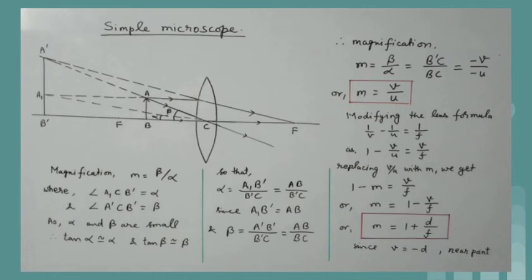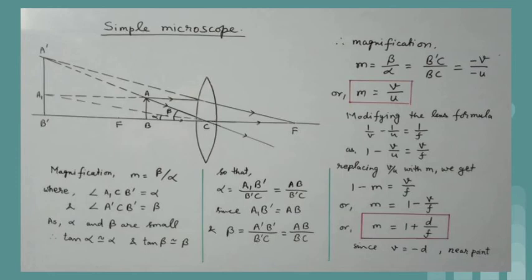The magnifying power of any optical device gives an idea about the efficiency of that device. The magnifying power is the ratio of angles subtended by the image and object on the eye when both are at the distance of distinct vision. That is, m is equal to beta by alpha, where angle A1CB' is equal to alpha and angle A'CB' is equal to beta.